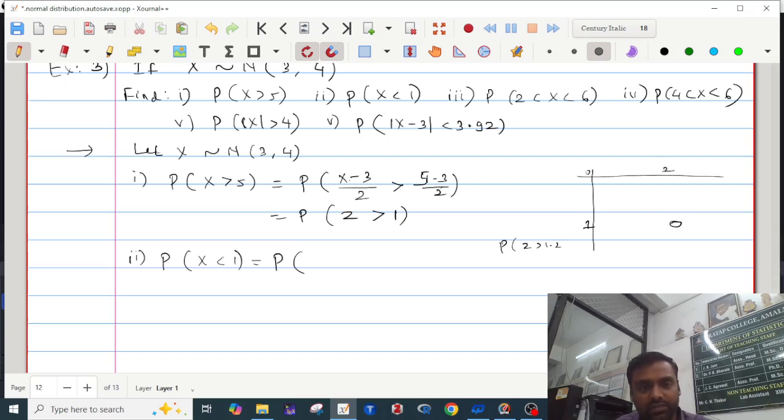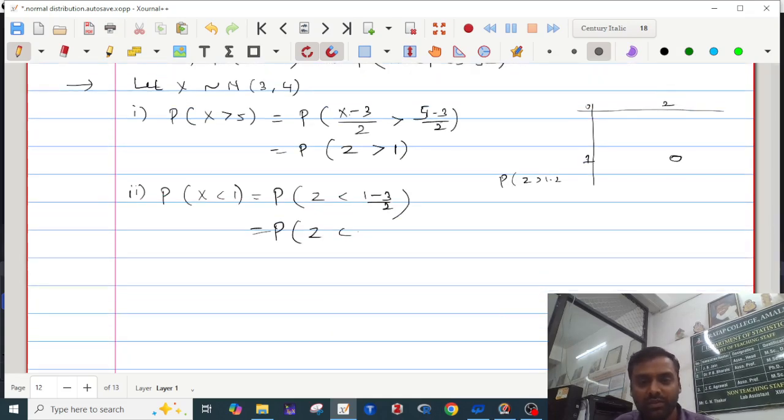So convert this into z, that is x minus mu upon sigma. 1 minus mu, mu is 3, upon sigma is 2. So probability of z less than 1 minus 3, which is minus 2, upon 2, is minus 1. And probability of z less than minus 1, due to symmetry, is probability of z greater than 1.